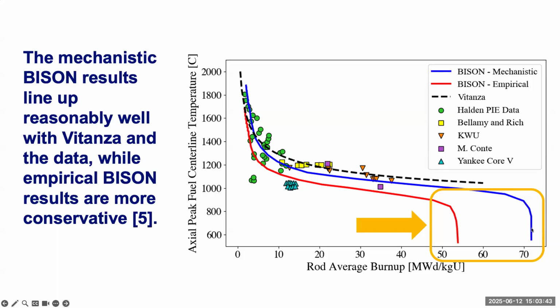But again, I am currently digging through literature, looking for the specific experiments that validated Vintanza up to 60 and some higher burnup experiments that we can add to this plot to see if we can validate this curve here.